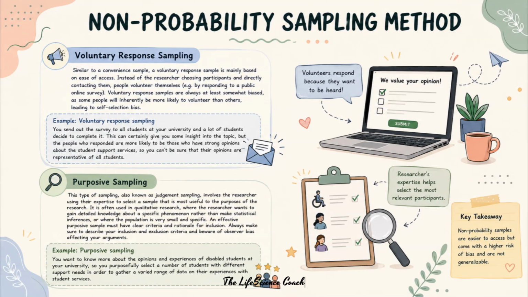Purposive sampling, judgment sampling. Purposive sampling is a non-probability sampling method where the researcher selects participants based on their knowledge, expertise, or relevance to the study. Features: participants are selected intentionally, mostly used in qualitative research, focuses on specific groups. Example: a researcher studying disabled students selects students with different support needs to gather detailed information. Advantage: provides rich and detailed data. Disadvantage: researcher bias may affect selection.